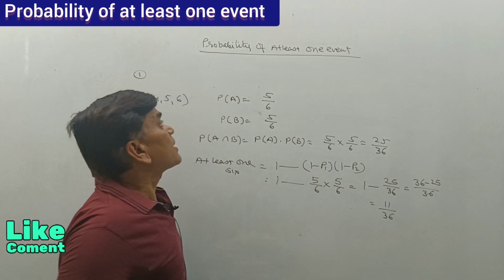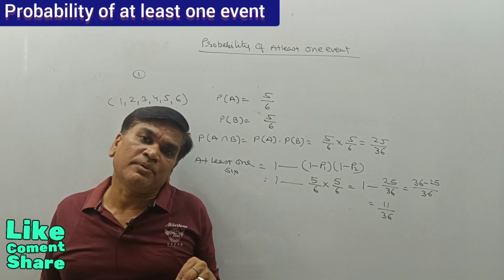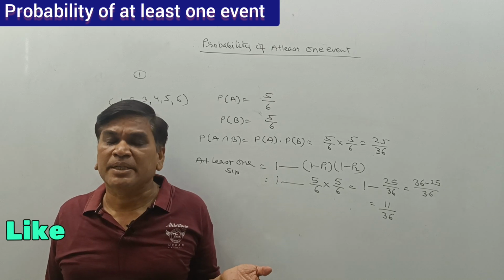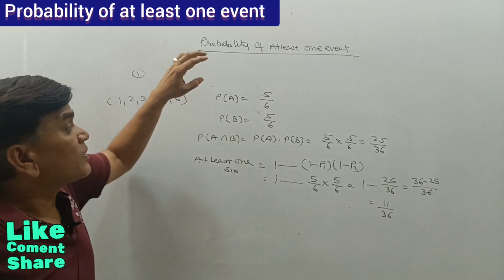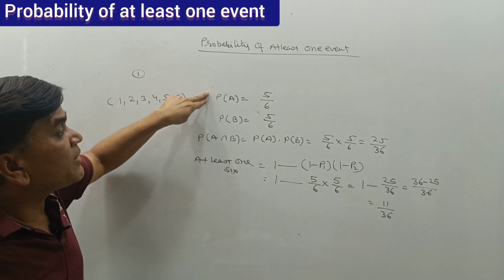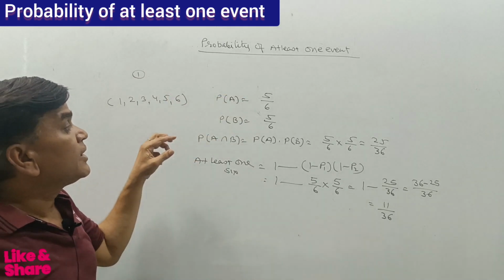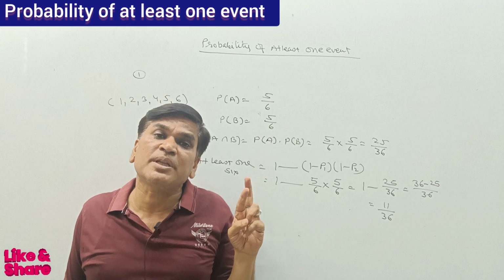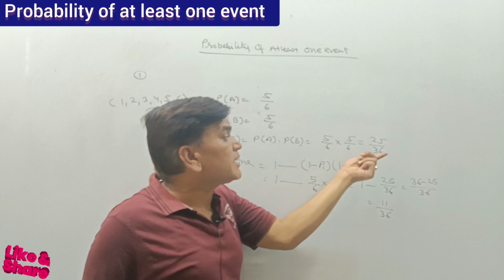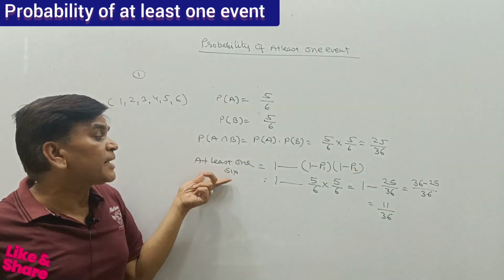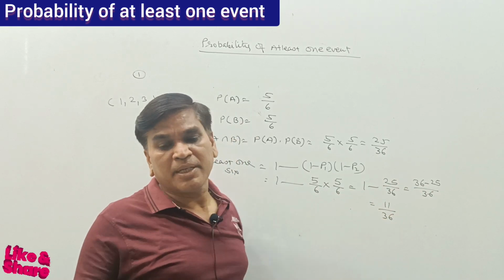So the answer will be, if questions are in this form, that a dice is thrown 2 times, find the probability of at least one 6. The very first we will calculate not having 6 in the first trial. The probability of not having 6 is 5 by 6. In the second try also the probability of not having 6 is 5 by 6. So not having 6 in both trials, that is 25 by 36, and the probability of at least one 6, that is 1 minus 25 by 36, that is 11 upon 36.